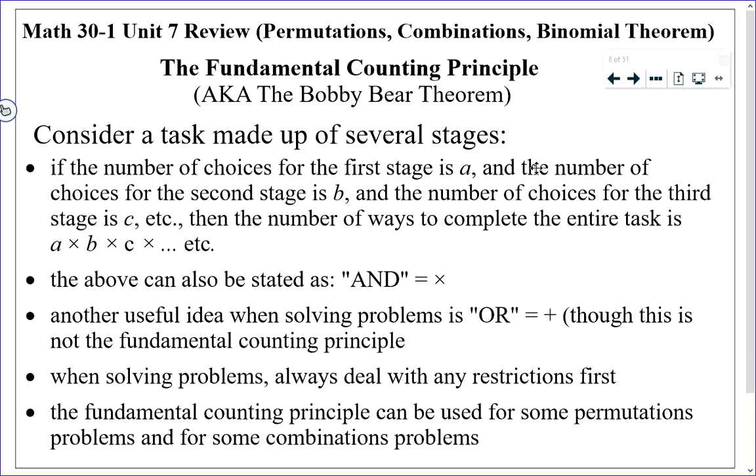I think because when we learn the fundamental counting principle, it's included in textbook section 11.1, which is basically called permutations, people sometimes get confused and think that the fundamental counting principle is only reserved for permutations. It's not. It can be used for some permutations problems and some combinations problems. In fact, Bobby-Bear's pant and shirt problem is not a permutation because the order that he puts those pants and shirt on, or the order that he selects those, doesn't change the outfit that he wears.